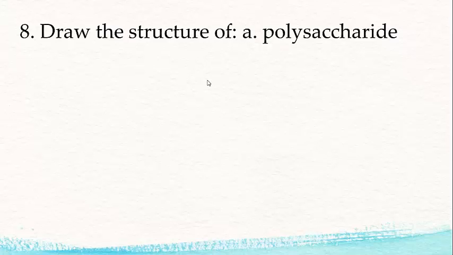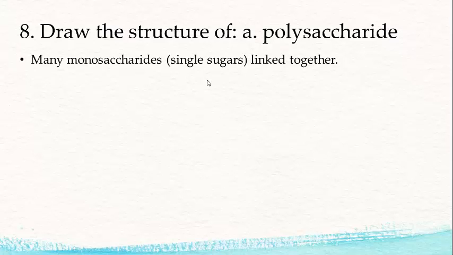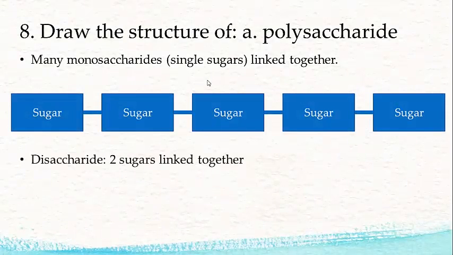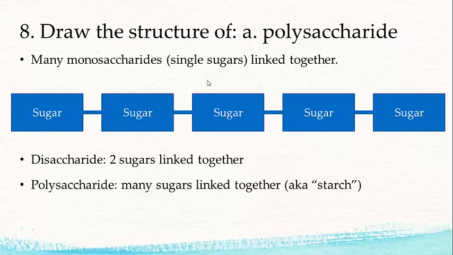Number 8 asks us to draw the structure of a polysaccharide. So a polysaccharide is many monosaccharides or single sugars linked together. So here I've got a bunch of sugars, they're linked together. That makes this a polysaccharide. A disaccharide is where we have 2 sugars linked together, and a polysaccharide is many sugars linked together. These are also sometimes called starches.